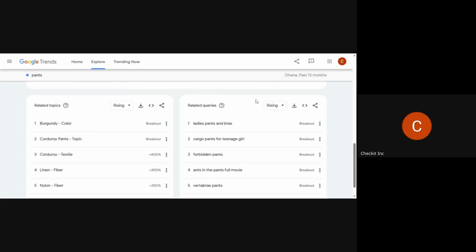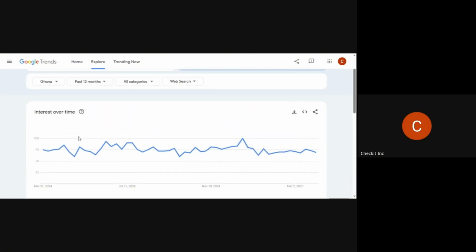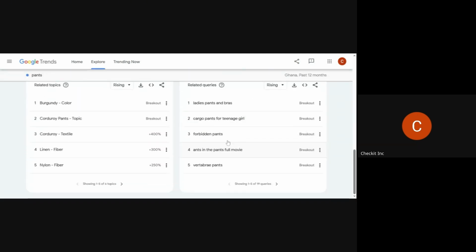So when we come to the related queries, this is the forbidden pants. I just click on here. I said we could explore it to check the percentage of the interest over time, like we did for the others on here. This is the interest over time. This is how much it has grown over time. So we can also do the same for everything here to see how much it has grown.